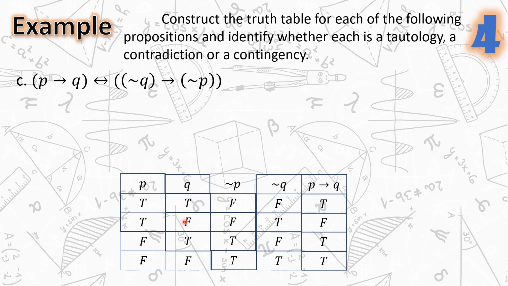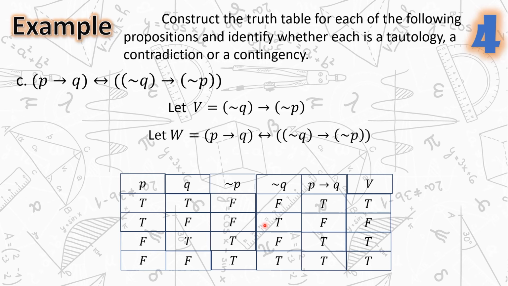Next, let us have the conditional statement, not Q implies not P, and let us have it represented by V. So in here, the hypothesis is not Q, and the conclusion is not P. So we focus our attention first on column not Q, then on column not P. This is false when not Q is true and not P is false. That is in the second row. So not Q implies not P is false in the second row.